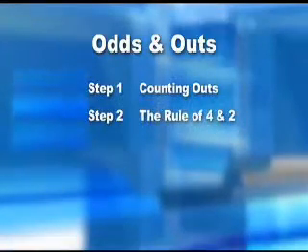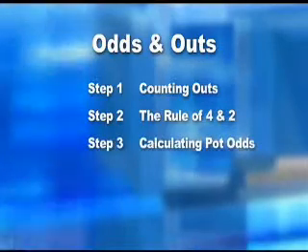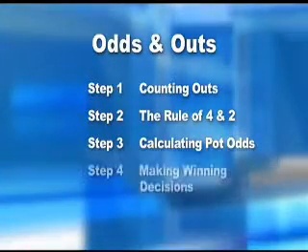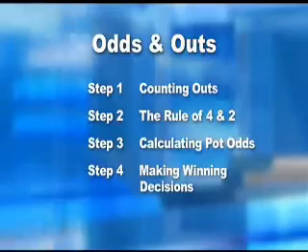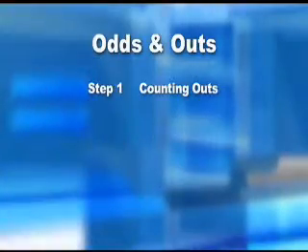Poker players need very little math to play well. Once and for all, I'm going to show you the correct way of counting outs, using the rule of 4 and 2, and calculating pot odds so that you'll be able to make winning decisions at the table. Step 1. Counting outs.